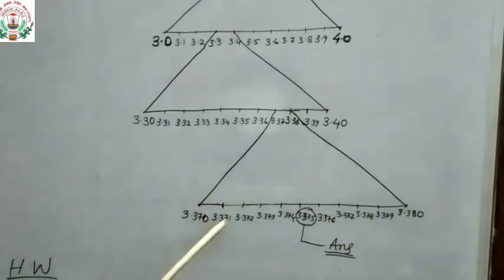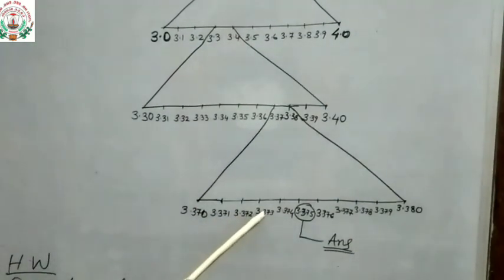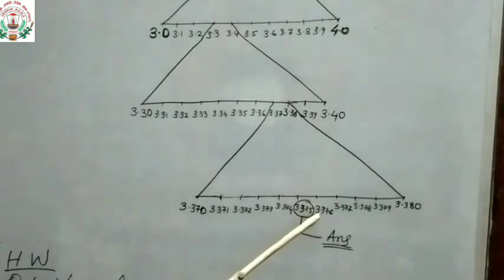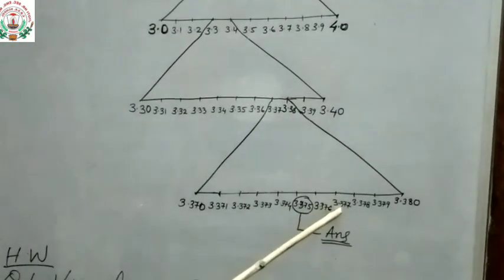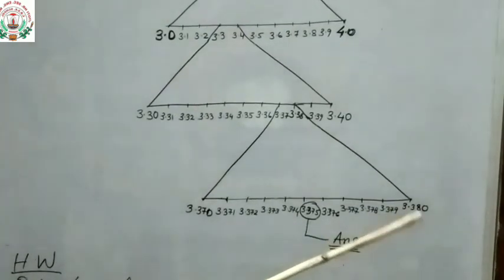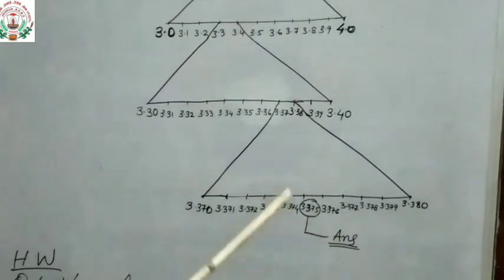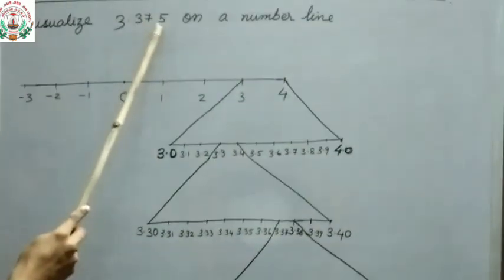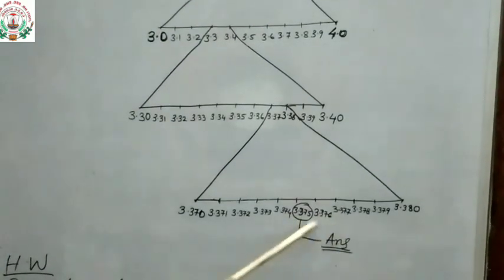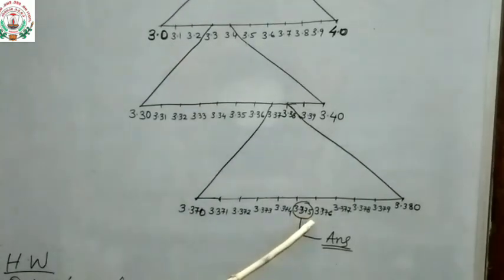Okay, so between these again we will have 3.371, 3.372, 3.373, 3.374, 3.375, 3.376, 3.377, 3.378, 3.379, 3.380. Okay, so now our value is what? 3.375. So we got it here, 3.375. So this is my answer. I am showing this line as the answer, that is 3.375.